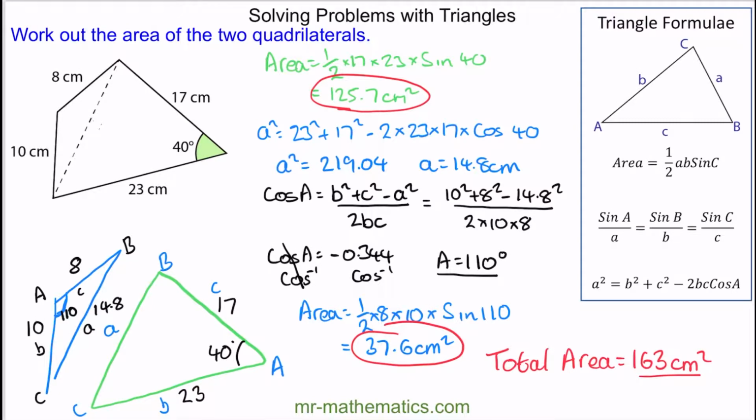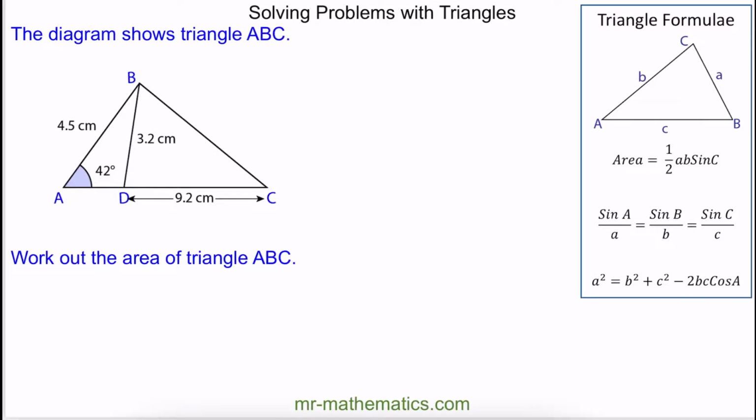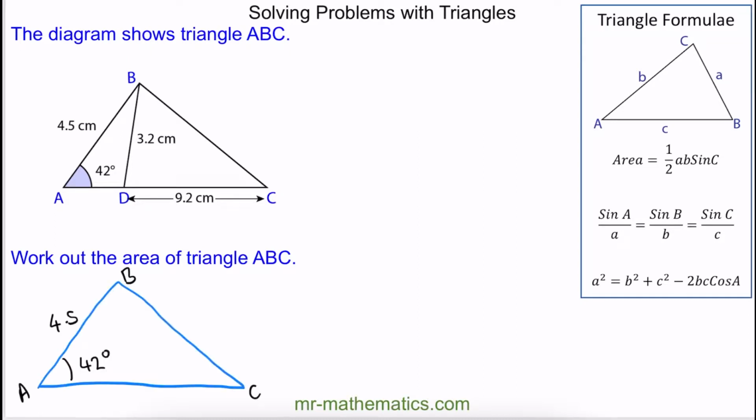Okay, let's try one more question. So in this question, we've been asked to work out the area of the triangle ABC. So to do this, I'm going to sketch ABC on its own. To work out this area, all we need to know is the length A to C, which is this length here. And to help us with this, we've been told that D to C, this length here, is 9.2. So all we really need to know is the length A to D. So I'm going to sketch this triangle out separately.